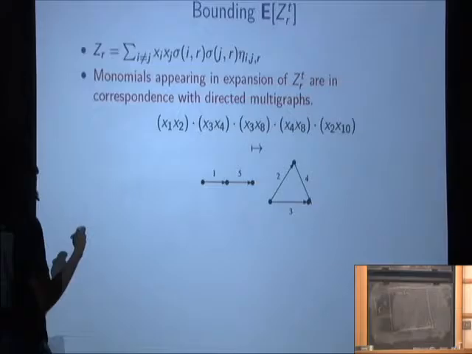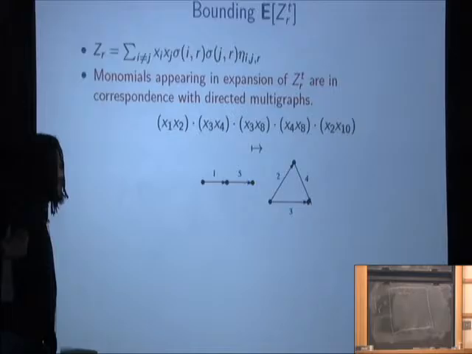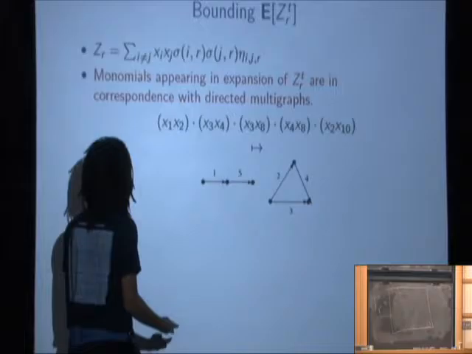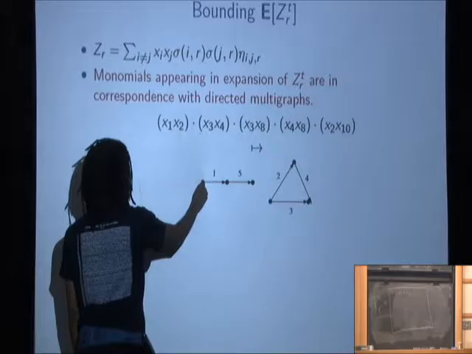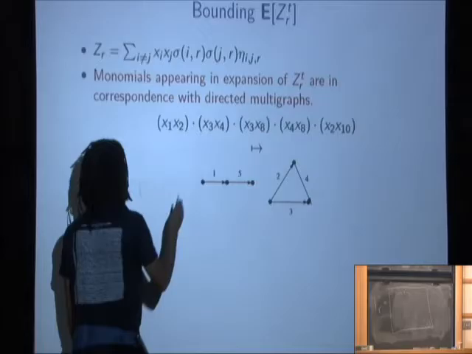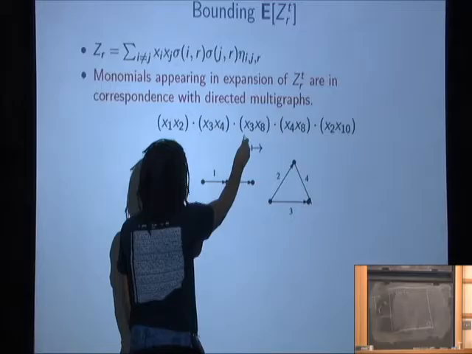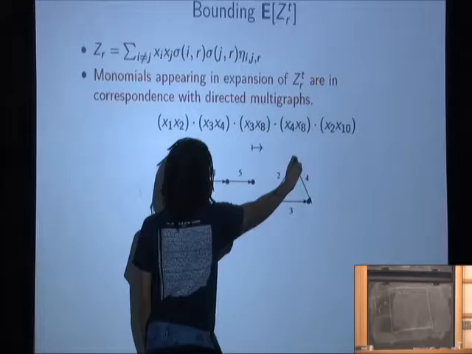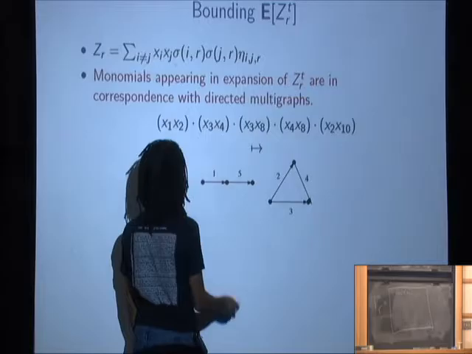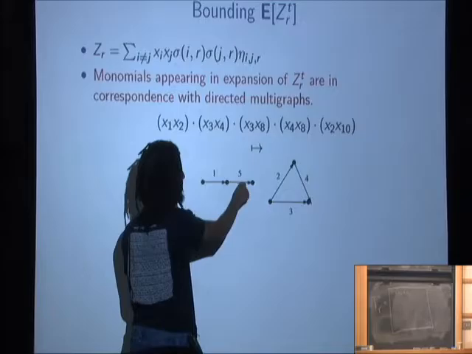So I'm going to look at the monomials as being in correspondence with multigraphs. Let's say first I take x1 times x2. So this is the vertex corresponding to x1, this is the vertex corresponding to x2. I put a label 1 on it because it's the first term that's in here. And then I take x3, x4. Let's say this is the vertex for x3, this is the vertex for x4, and I put a label 2 on it. And now x3, x8 comes, so that's this edge. And then x4, x8 is this edge, so x4 is pointing into x8. And then finally, I have x2, x10. I'm going to add a new vertex because x10 never appeared before. And it's the fifth term that I took, so I'll put a 5 on it.